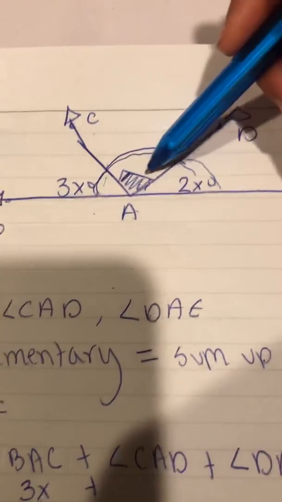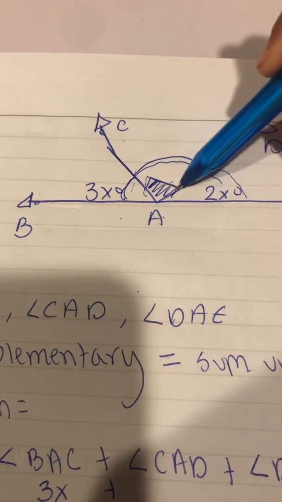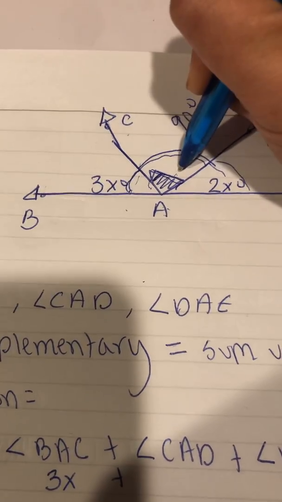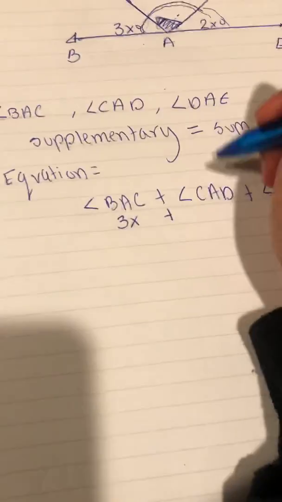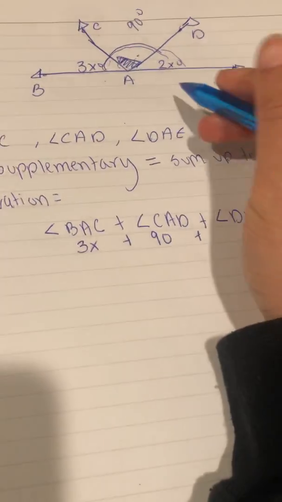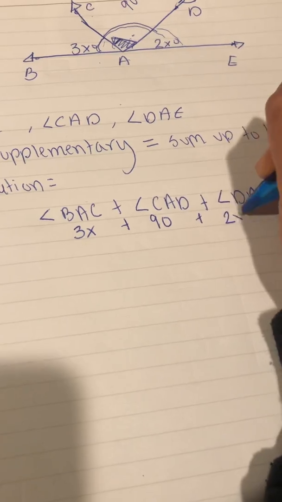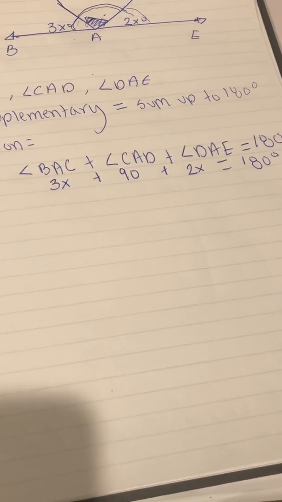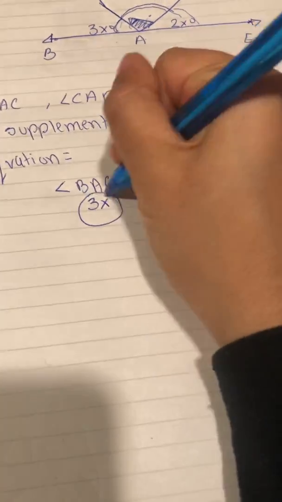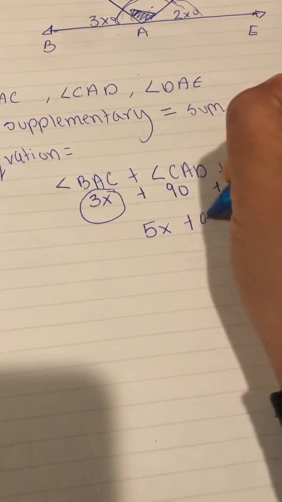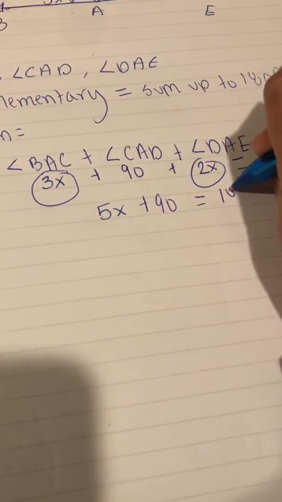Now if you look at CAD, what it has is a right angle right here. So anytime you see a right angle, you know that this angle is 90 degrees. So you're going to put plus 90. Plus DAE is 2x. And that equals 180 degrees. Now, we're going to combine like terms because I can. I see 3x and I see 2x. So we get 5x plus 90 equals 180.